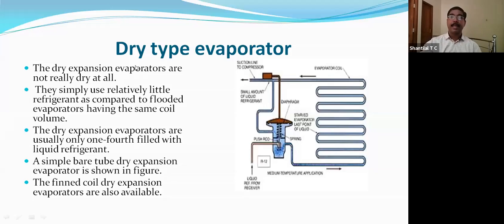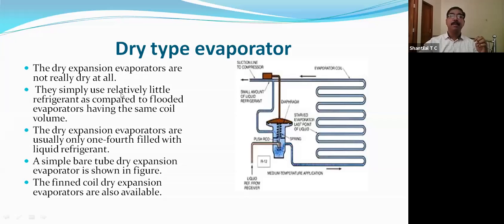And comparing flooded type and dry type, the flooded type is a large capacity evaporator and the dry type is a small capacity one. For example, a refrigerator has an evaporator that, by construction, we can call plate type or plate and tube type in ordinary refrigerators. That is a dry type evaporator. Only a small quantity of refrigerant, after expansion, is going to the evaporator.